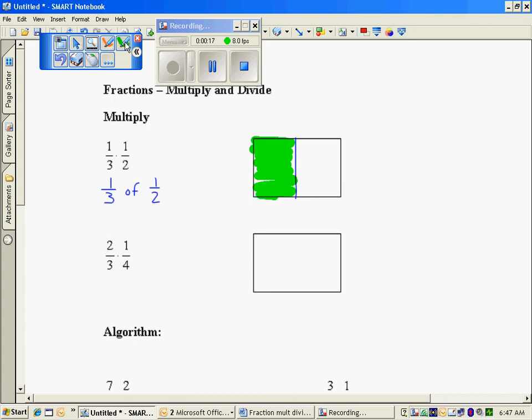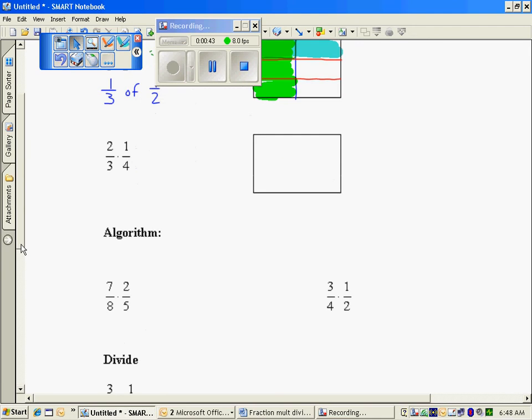So I want 1/3 of the half. And so I'll shade the 1/3 of the 1/2. You can see that I have 1, this one right here, 1 of the 6. So 1/3 times 1/2 is 1/6. Let's try another diagram and see how it relates then to the problem.